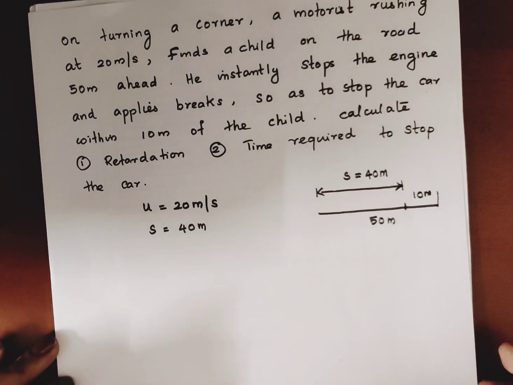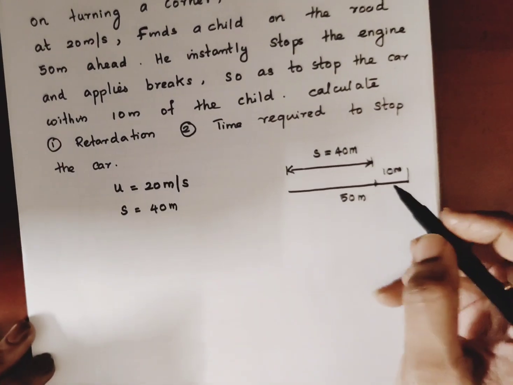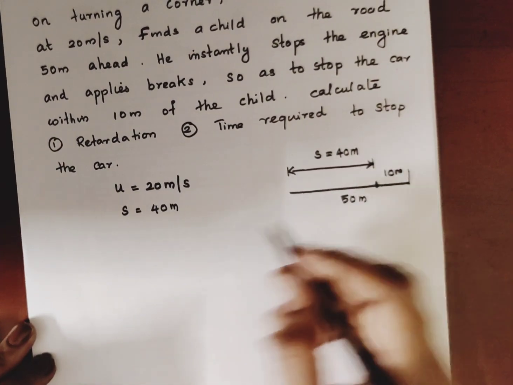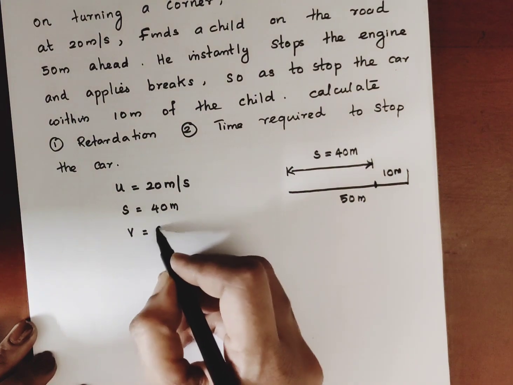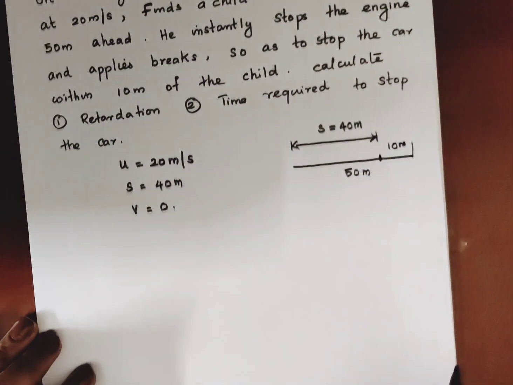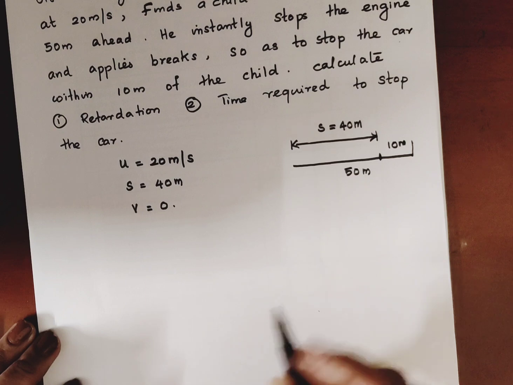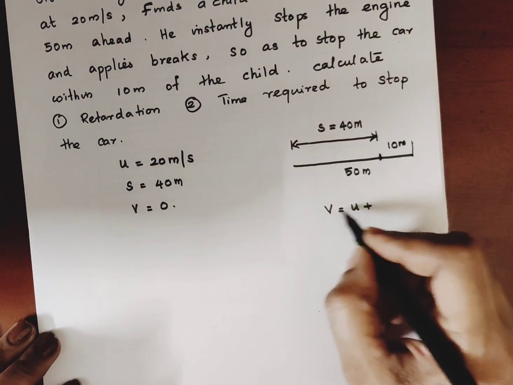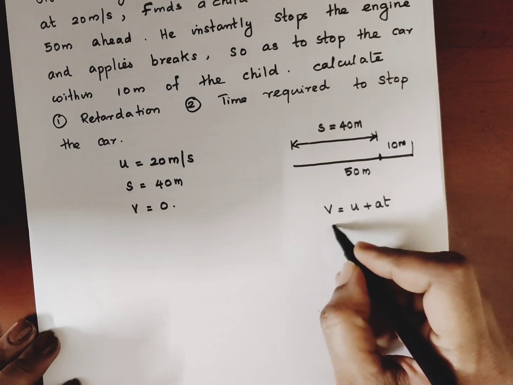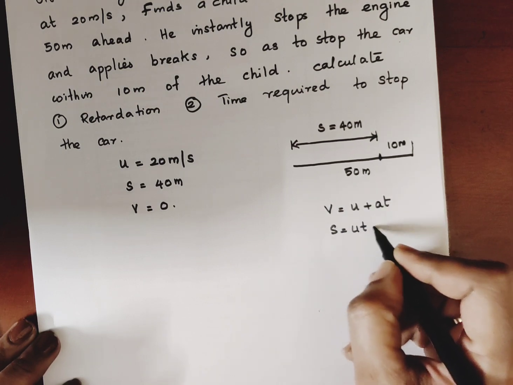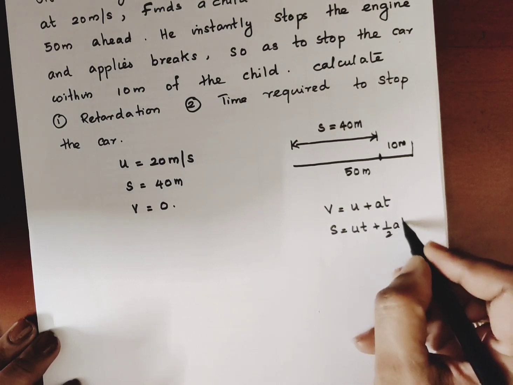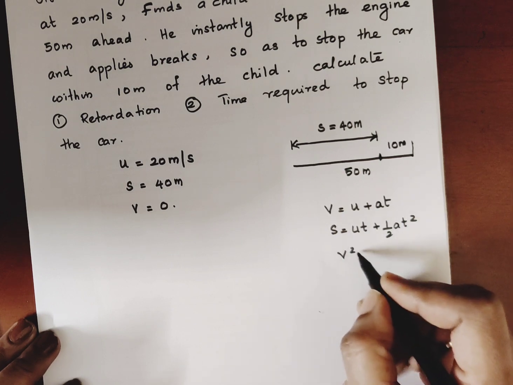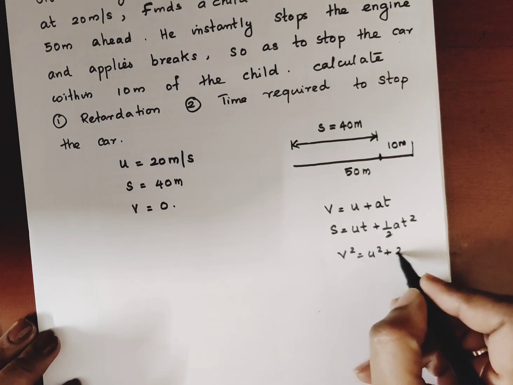So when the brake is applied, he will stop the vehicle at this point. So the final velocity is equal to 0. So you have the three equations of motion. v is equal to u plus at. s is equal to ut plus half at squared. Then v square is equal to u square plus 2as.